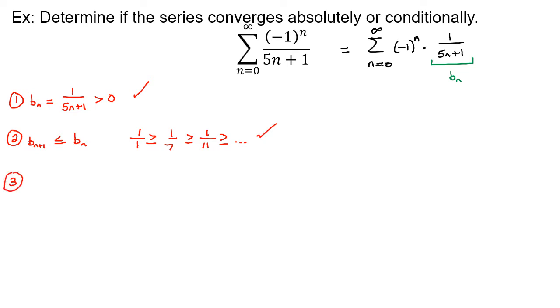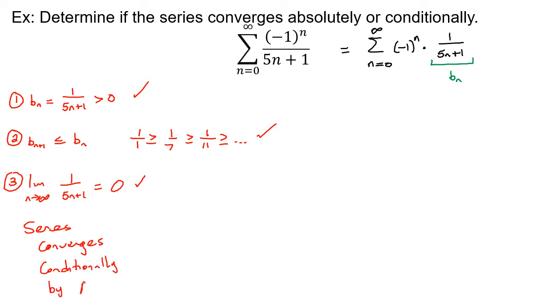Third, not only do they need to be smaller, but we have to find the limit as well. So I would do the limit as n approaches infinity of 1 over 5n plus 1. That indeed does go to 0, because the power of n on the bottom is bigger than the power of n on the top, which has no n. So I would say this series converges, and technically converges conditionally by the alternating series test.